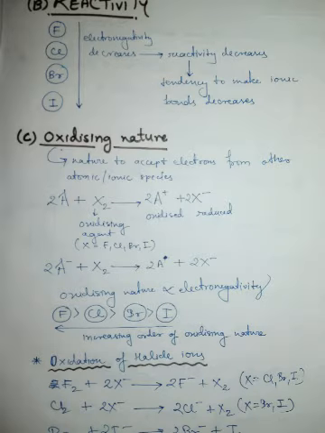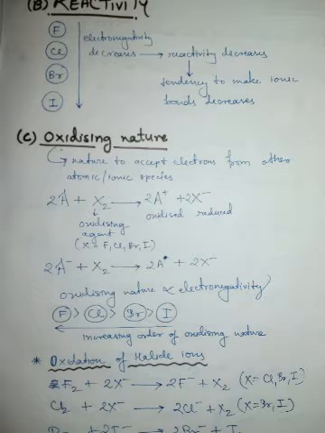Now if we talk about reactivity, as you know, when we move down in the group, the electronegativity decreases, and the reactivity of non-metals depends upon their electronegativity. So a decrease in electronegativity means a decrease in reactivity. It means that the tendency to make ionic bonds decreases. In that case fluorine is the most electronegative and iodine is the least electronegative.